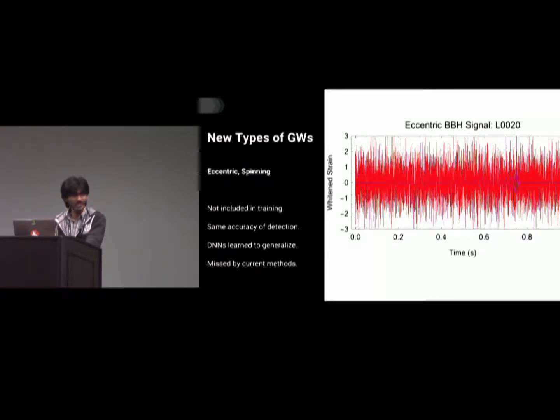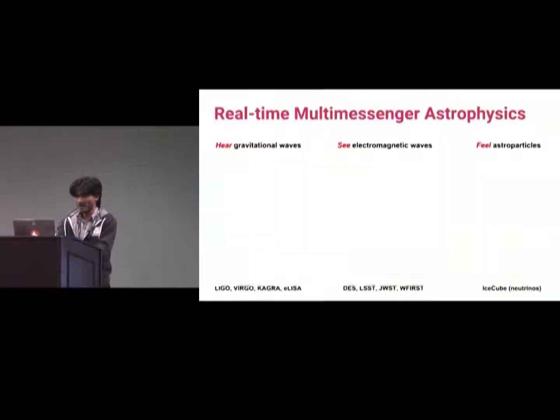And this is because networks can generalize, whereas template matching techniques cannot. So there are a couple of papers showing that template match filtering methods will miss these highly eccentric signals. And we showed that we can actually detect these.